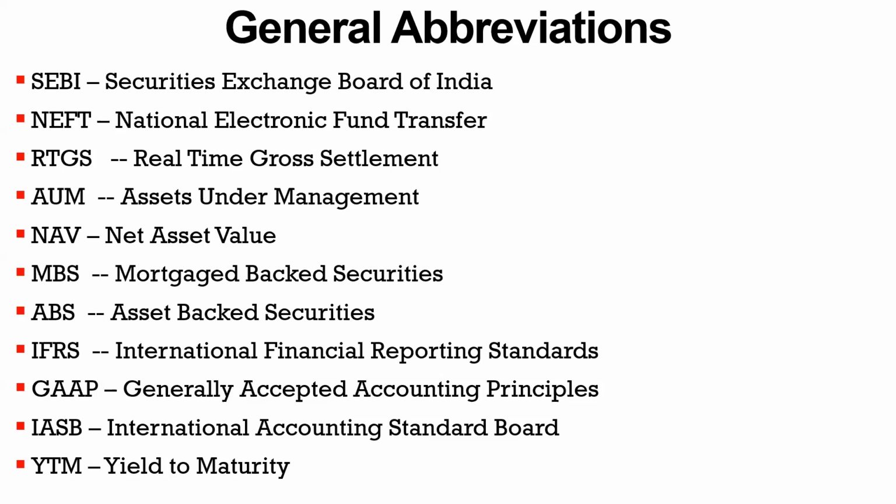These are some of the abbreviations. SEBI, Securities and Exchange Board of India. NEFT, we normally use the words NEFT and RTGS. NEFT is National Electronic Fund Transfer. RTGS is Real-Time Gross Settlement.